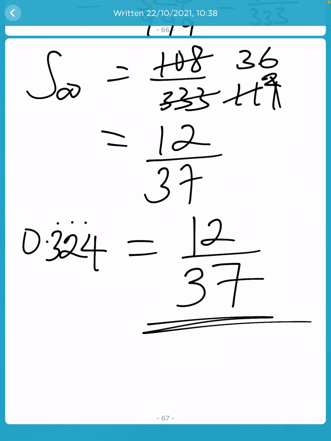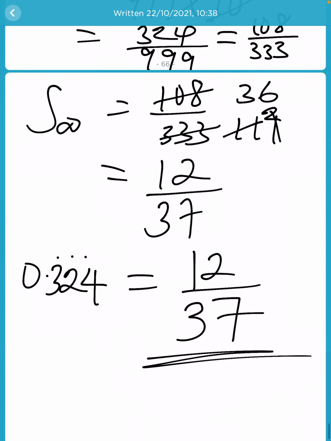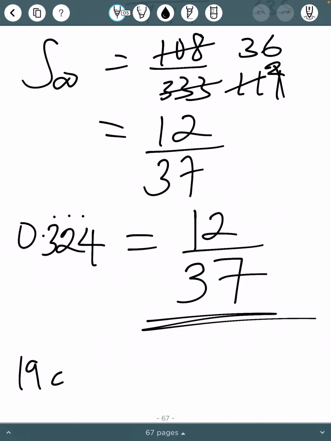19b, so we continue from 19c. Let me start here. 19c. Or let me go to the next page.